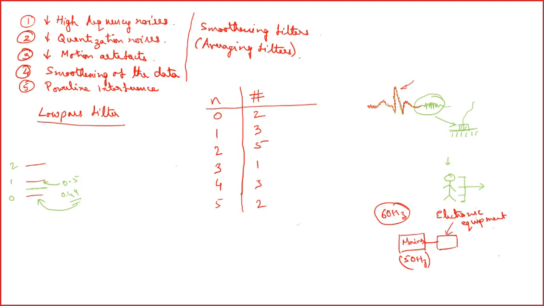So when you try to do the averaging, this power line interference can also be reduced due to the smoothing effect exerted by the smoothing filters or the averaging filters, whatever you call it.